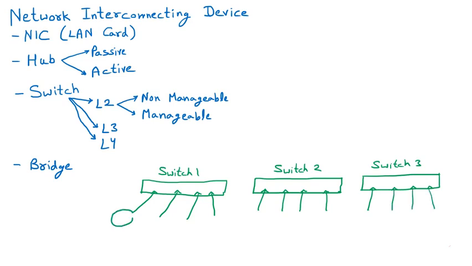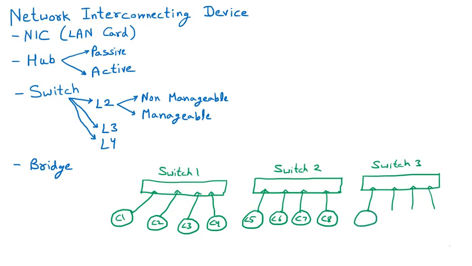Now C1 is the computer, then C2, C3, C4. So 4 computers are connected with the switch 1. Then I'm taking another number C5, C6, C7 and C8. Then further C9. I'm taking all the numbers different so that we can easily observe what is going on inside that. C12. So these are the three switches with the 4 ports.